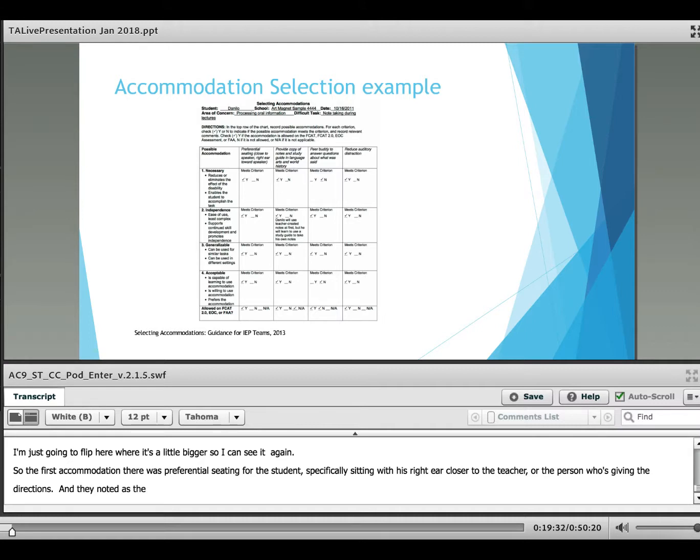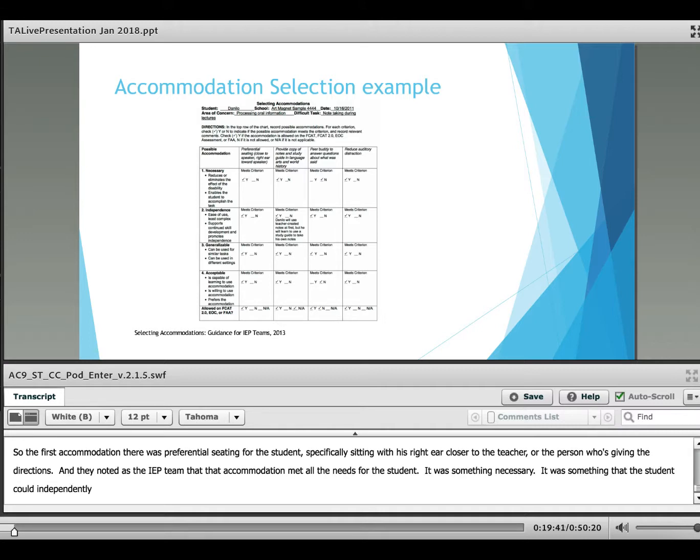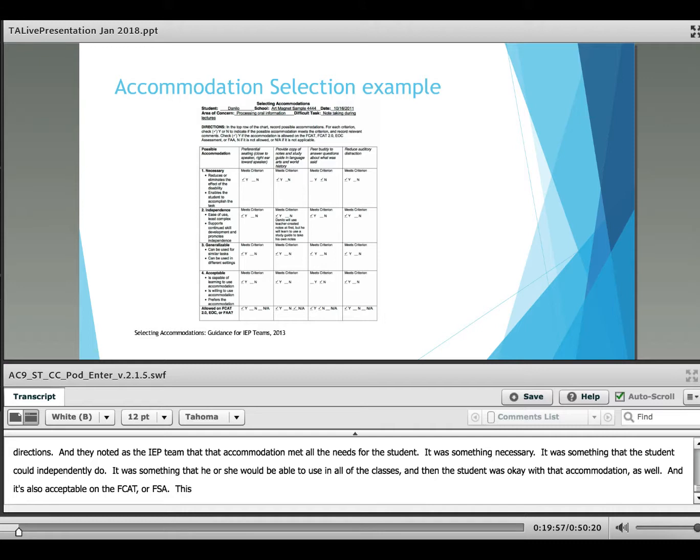And they noted, as the IEP team, that that accommodation met all the needs for the student. It was something necessary. It was something that the student could independently do. It was something that he or she would be able to use in all of the classes. And then the student was okay with that accommodation as well. And it's also acceptable on the FCAT or FSA. In this case, this is a little bit older manual.